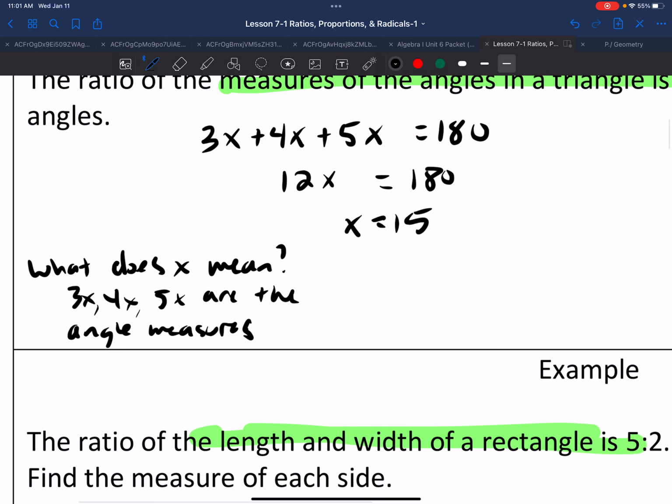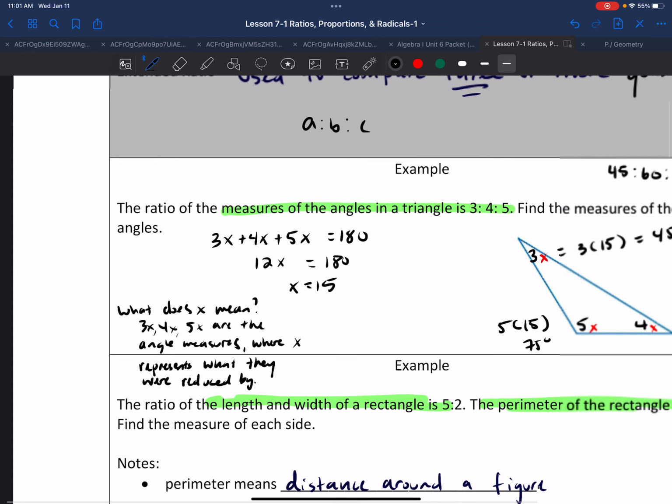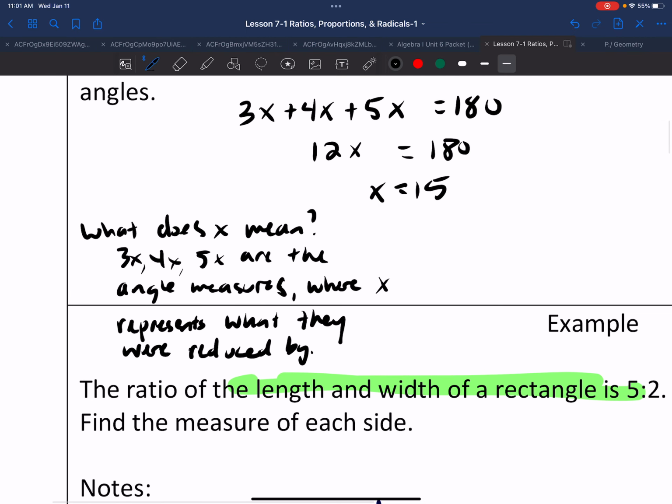Right? So x, where x represents what they were reduced by. Sorry, let me give you some time. If you can, please pause and write all this out. So if you recall, we said 6 over 2, right? Reduce your fraction. Well, what number goes into 6 and 2 at the same time?